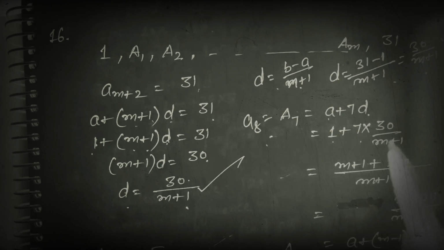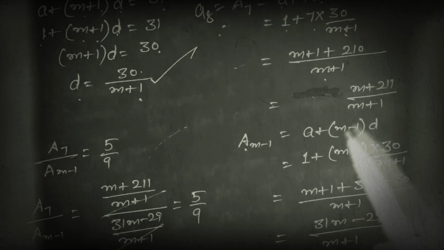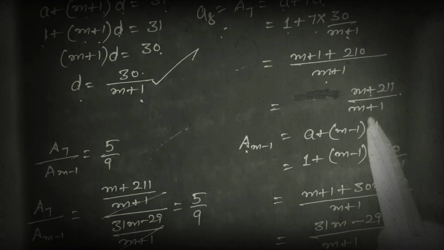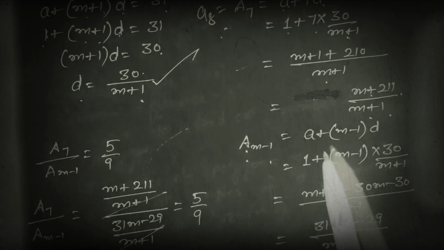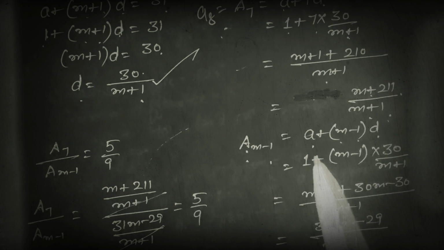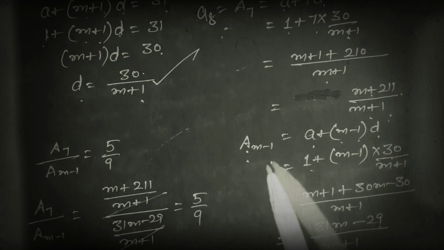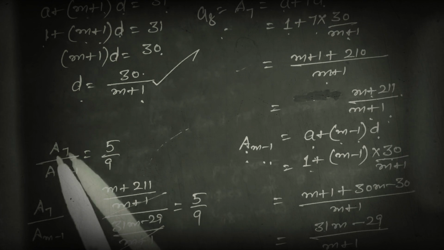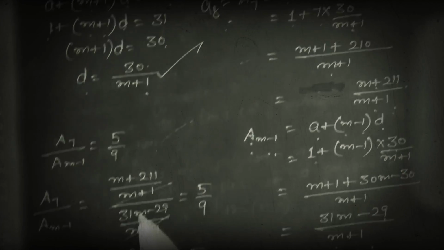So 1 plus 7 into 30 upon m plus 1. After solving we will get (m plus 211) upon m plus 1. Now we will find a_(m minus 1). The formula is a plus (m minus 1) into d. By putting the value of a and d we will get (31m minus 29) upon m plus 1. This is a7, this is a_(m minus 1), and their ratio is equal to 5:9. Put the value of these.